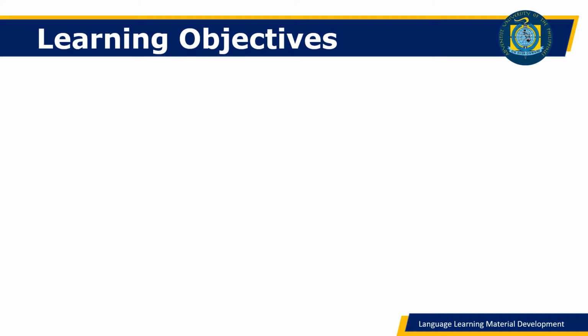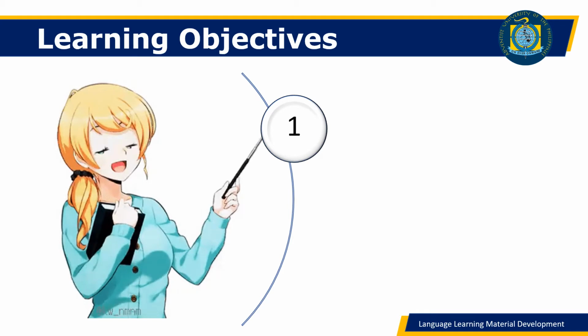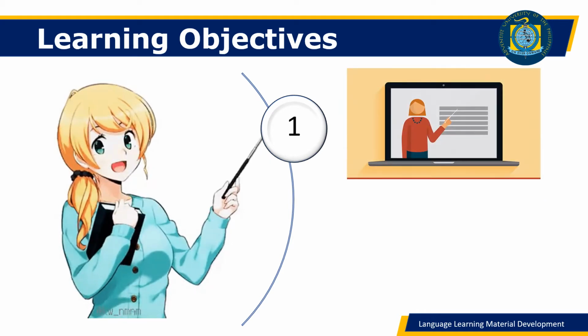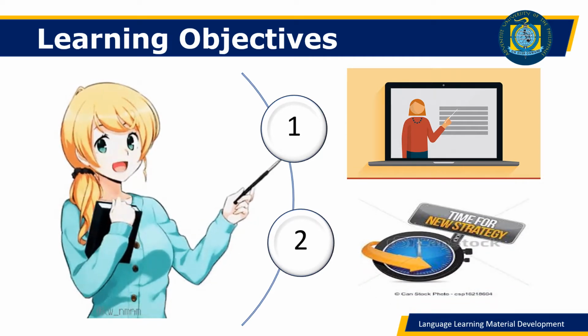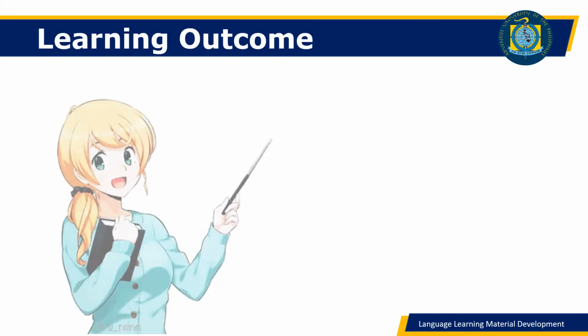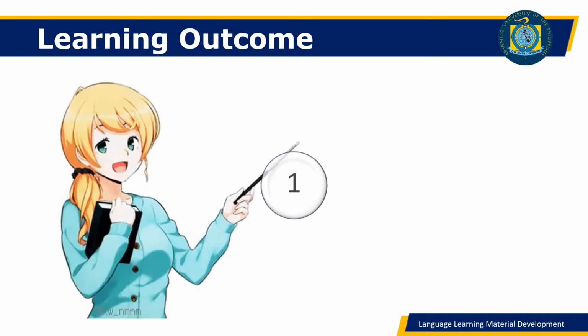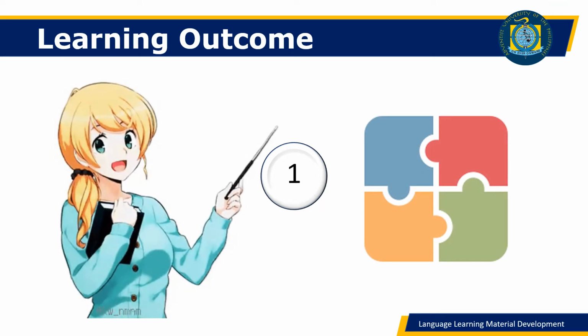Before we go further, let us first take a look at the learning objectives of this lesson. First, the students will discuss the developing materials for the development of skills. And number two, the students will make their own strategies in developing their skills. For our learning outcome, at the end of this lesson, the student will differentiate skills development from learning strategies using an icon-only Venn diagram.